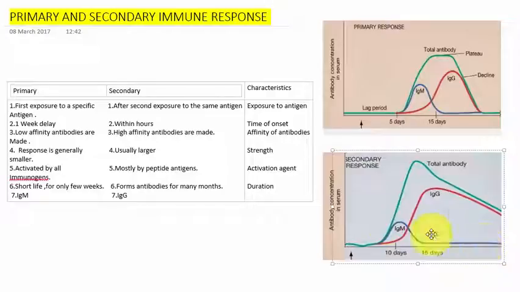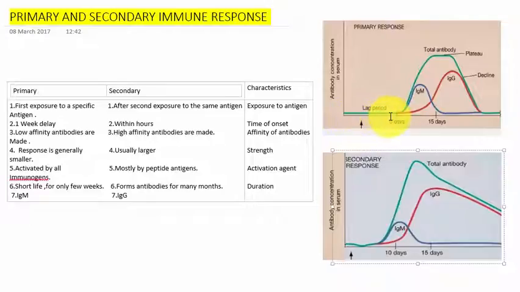The primary immune response occurs when an antigen comes in contact with the immune system for the first time. During this time, the immune system has to learn to recognize the antigen, how to make antibody against it, and eventually produce memory lymphocytes. So, this is the primary response diagram.